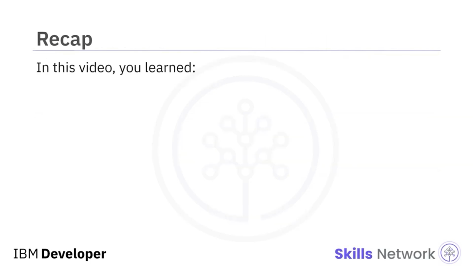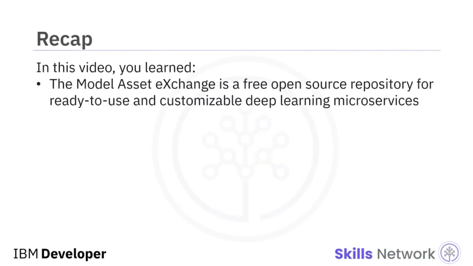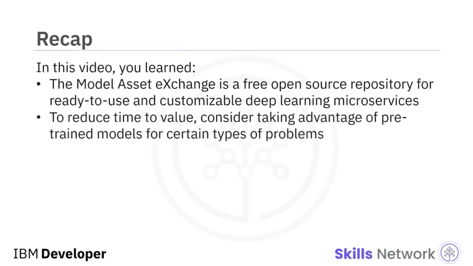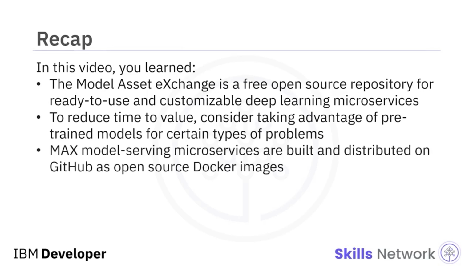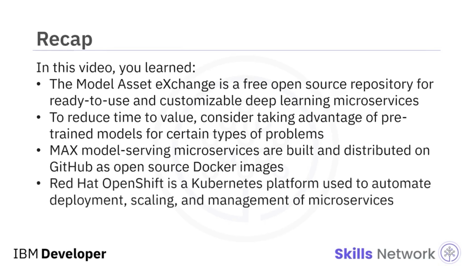In this video, you learned that the Model Asset Exchange is a free open-source repository for ready-to-use and customizable deep learning microservices. To reduce time to value, consider taking advantage of pre-trained models for certain types of problems. MAX model-serving microservices are built and distributed on GitHub as open-source Docker images. Red Hat OpenShift is a Kubernetes platform used to automate deployment, scaling, and management of microservices.